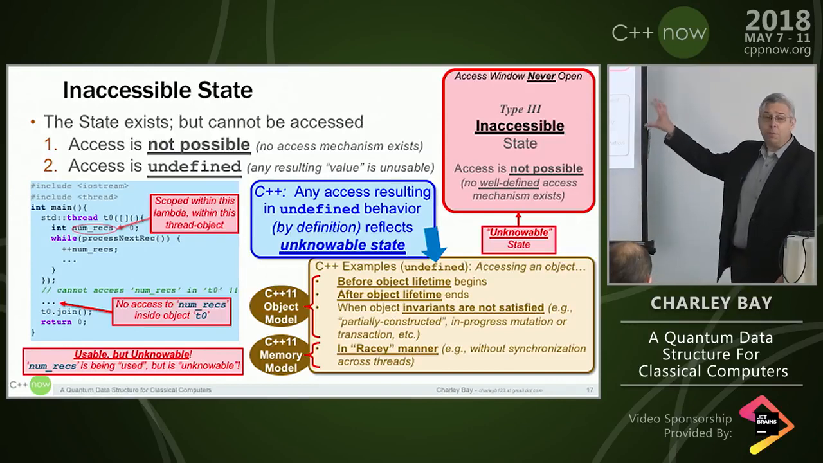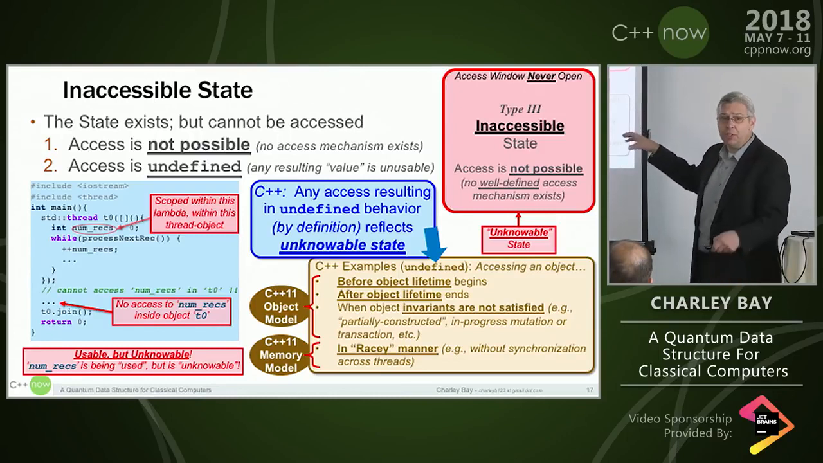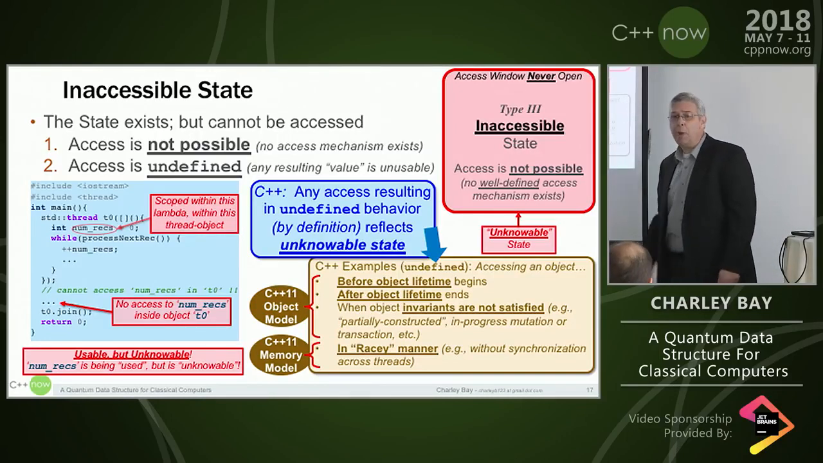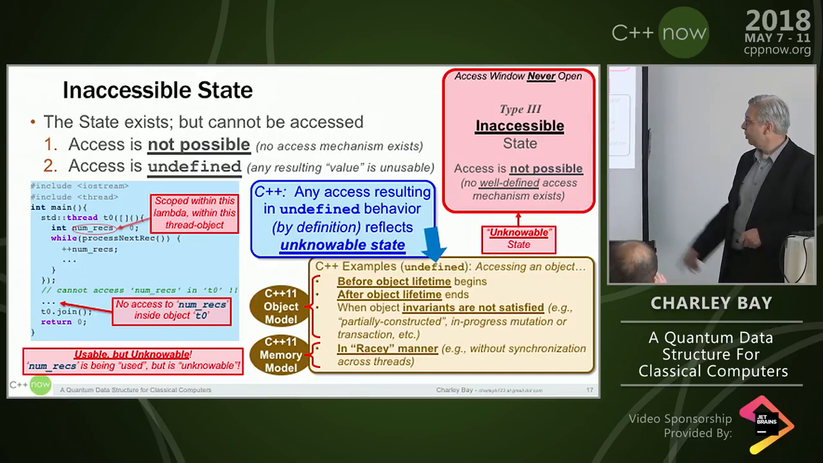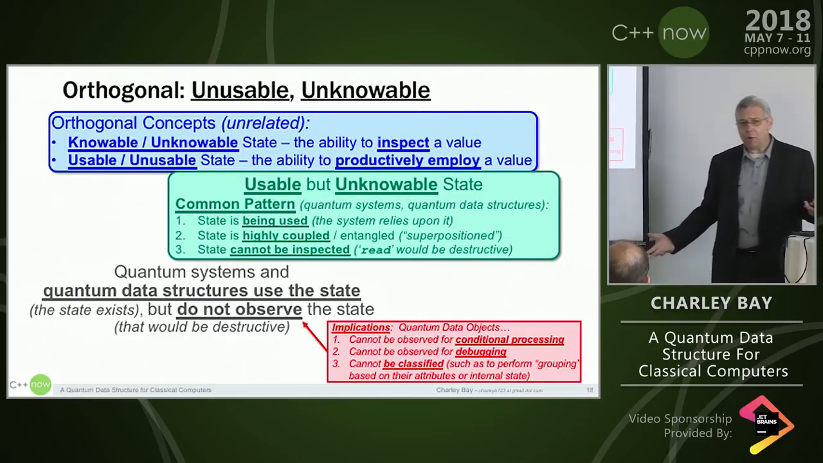So the object model is really, really useful for this, C++11 and beyond, but even C++ constructor, destructor, really useful for this. But the memory model really helps out a lot, especially in regards to racy threads. So this is a weird pattern, but this is a pattern we're familiar with.